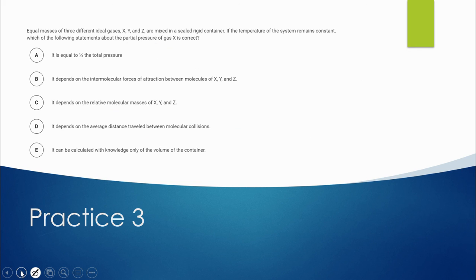Equal masses of 3 different ideal gases, X, Y, and Z, are mixed in a sealed, rigid container. If the temperature of the system remains constant, which of the following statements about the partial pressure of gas X is correct? So we're told we have equal masses, we have 3 different gases, and we have a rigid container. So we're not changing the volume of the container. The temperature remains constant as well.